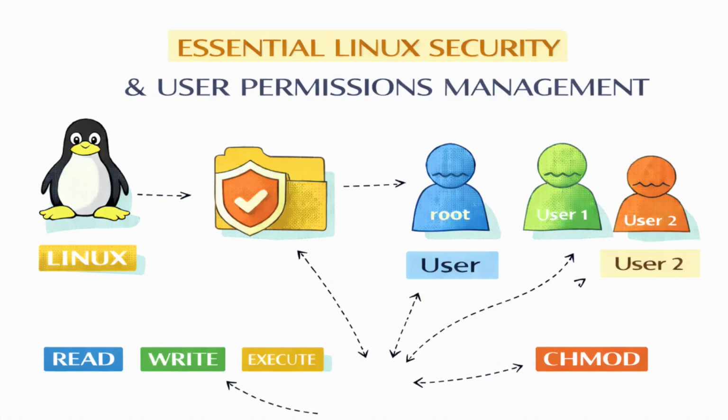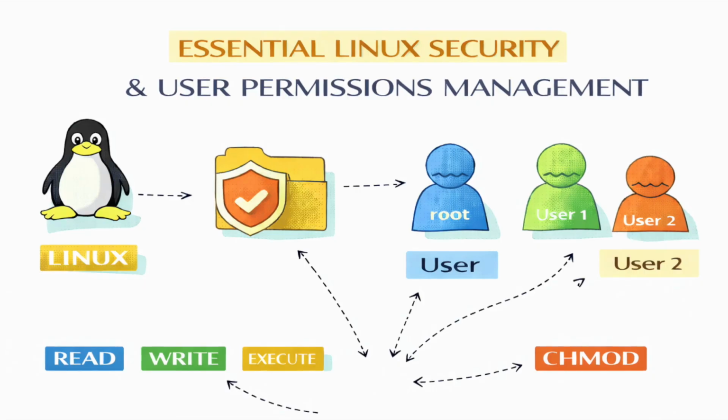Absolutely. But the UGO model is robust, but it's rigid. It only gives you three categories. Right. So what happens if I have a complex situation? I need a user, Sarah, to have read-only access to a file owned by the finance group, but Sarah is only in the marketing group. Yeah. And I don't want to open it up to others. And that is exactly when the UGO model fails to meet real-world needs.